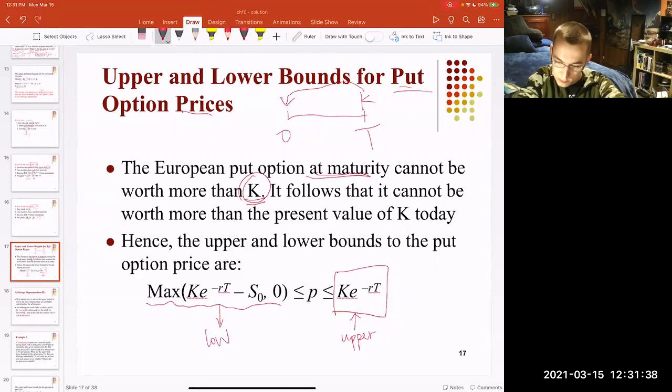Why? Because for the put option, the investor expects the stock price will go down, right? In that case, you're gonna make money. Okay, again, the lower bound must be greater than or equal to 0, right? It cannot be a negative value. So this is the upper bound and the lower bound for the put option.